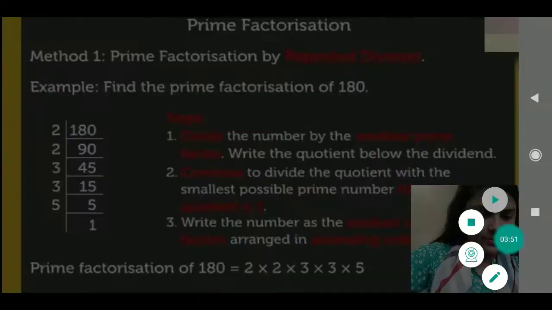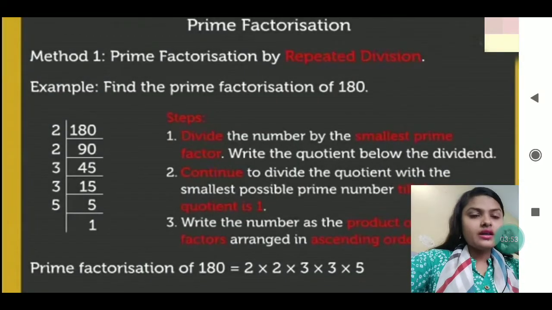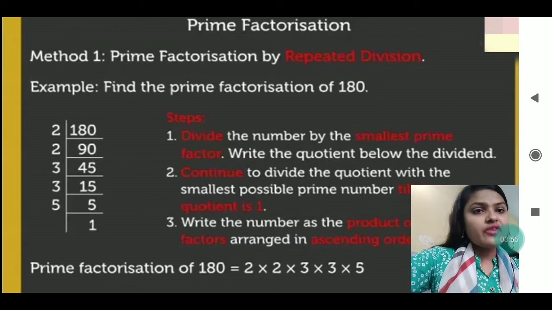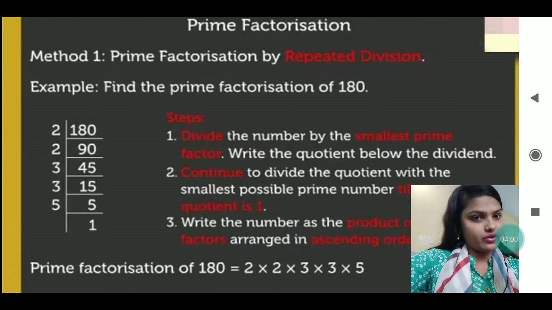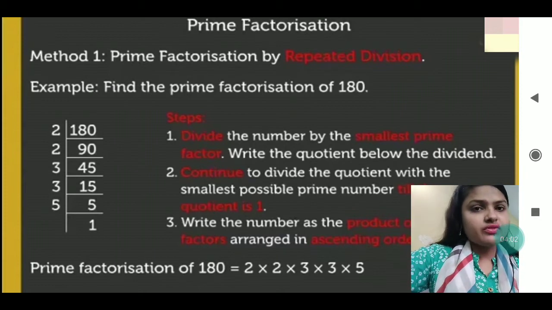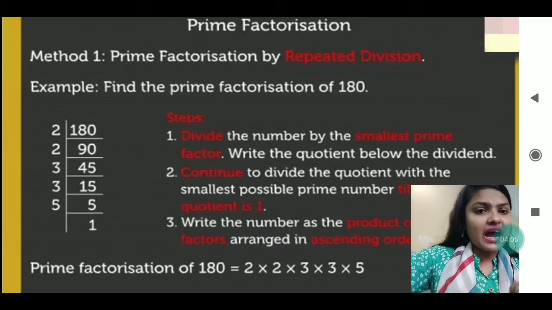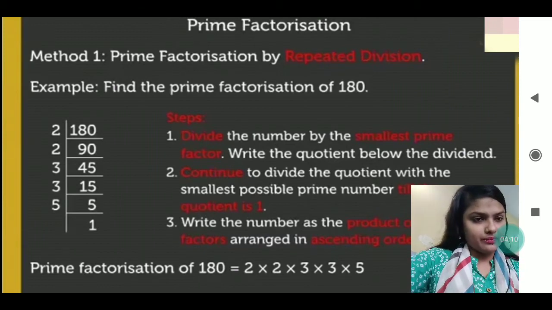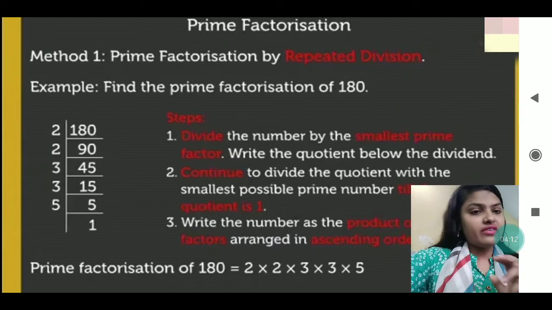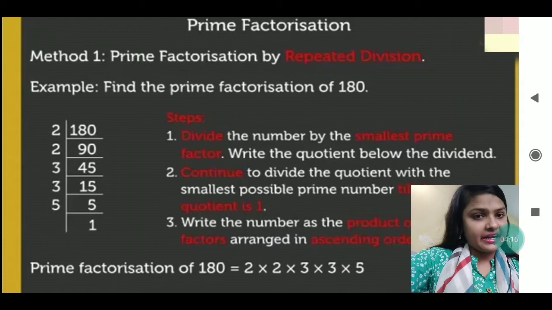Just see, here you are seeing method 1, prime factorization by repeated division. How do we repeatedly divide and then do the prime factorization? Suppose we have to find the prime factorization of 180. What we will do is divide the number by the smallest prime number, that is 2. With that we will start dividing. Dividing 180 by 2, we get 90.